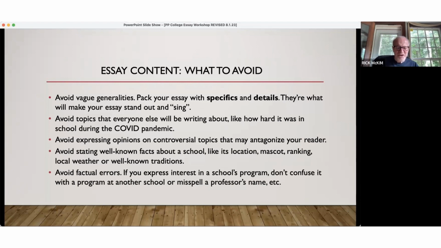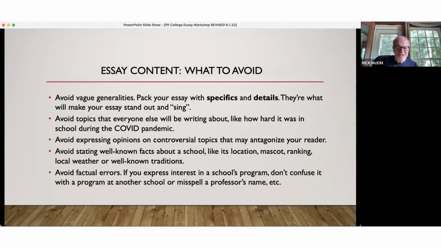Avoid expressing opinions on controversial topics that may antagonize your reader. Things like abortion. That's a political suggestion, in the sense that you don't want to antagonize a reader who disagrees with you on a controversial subject of public debate. I would stay away from those.